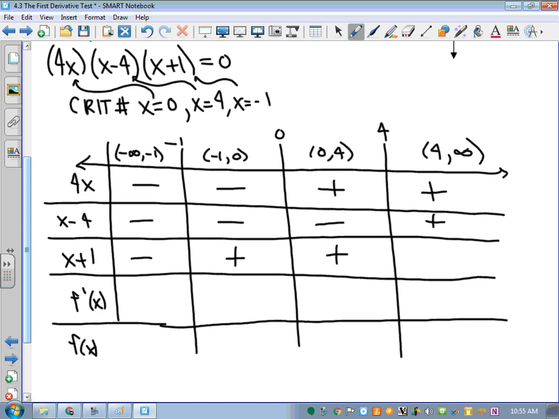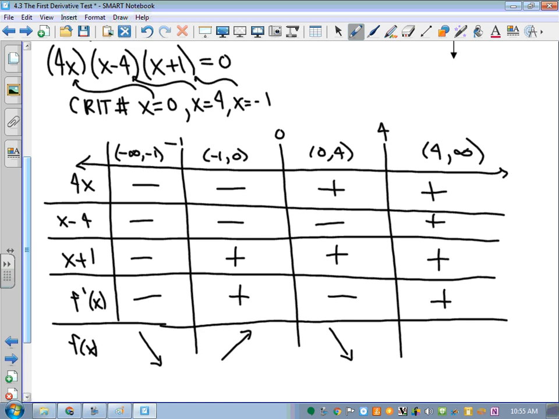Which means that f prime of x is negative from negative infinity to negative 1, so it's decreasing. It's positive from negative 1 to 0, so it's increasing. It's negative from 0 to 4, so it's decreasing. And finally, it's positive from 4 to infinity, so it's increasing.